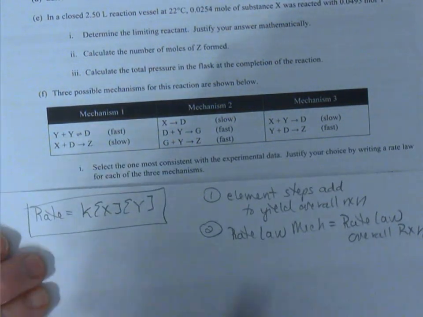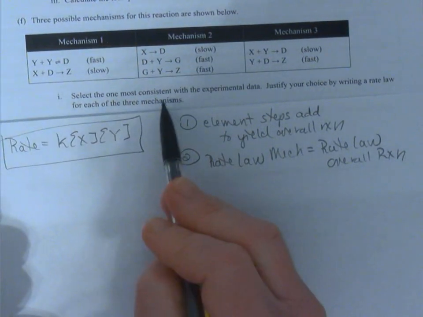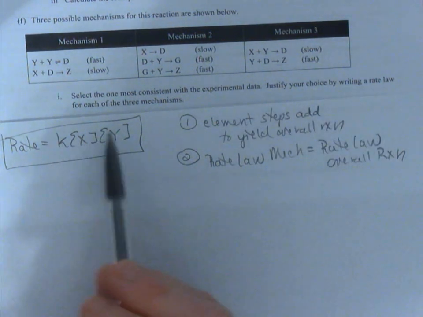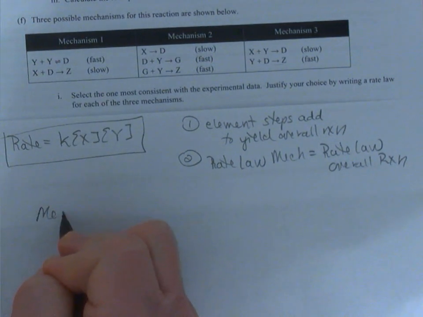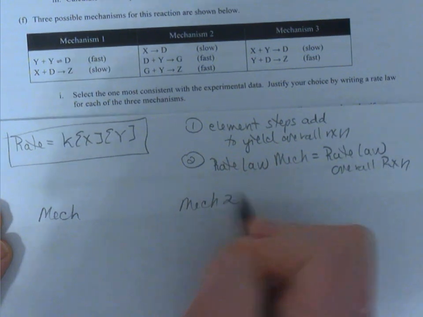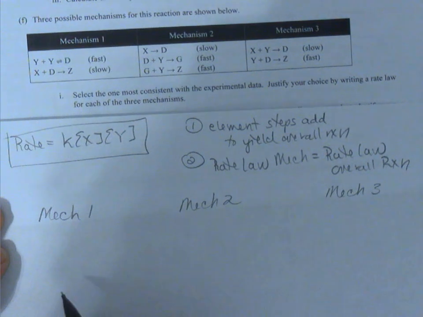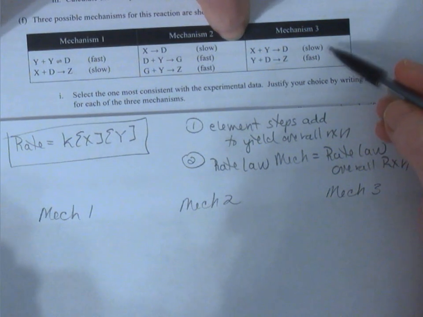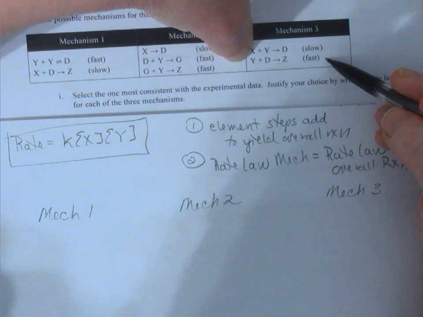So we're being asked to select the one that is most consistent with the experimental data. Justify your choice by writing a rate law for each of the three mechanisms. All right. Now remember, a reaction can only be as fast as its slowest step. So we take the cue from the slow step. Let's go in reverse. For mechanism 3, our first step is slow, second is fast.